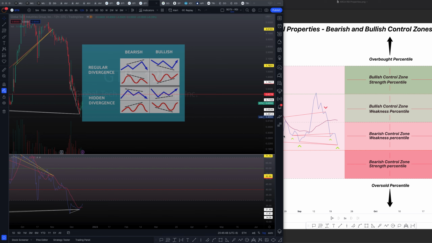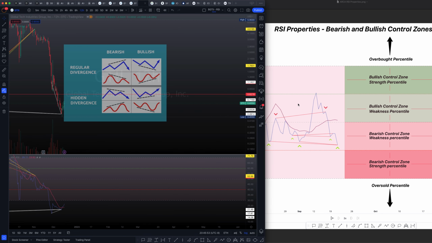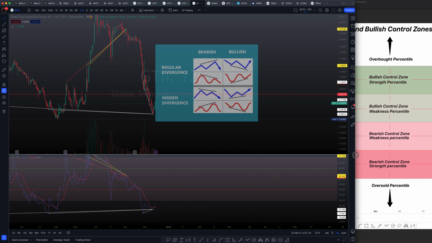Okay, so this is the diagram for the RSI properties for you to take a look at. These 4 zones are the ones that I would like for you to hone in on, and you can see that they are located right over here in the chart. They're just blown up for your convenience.